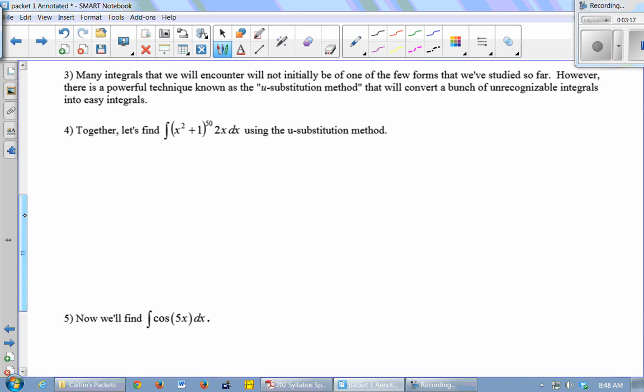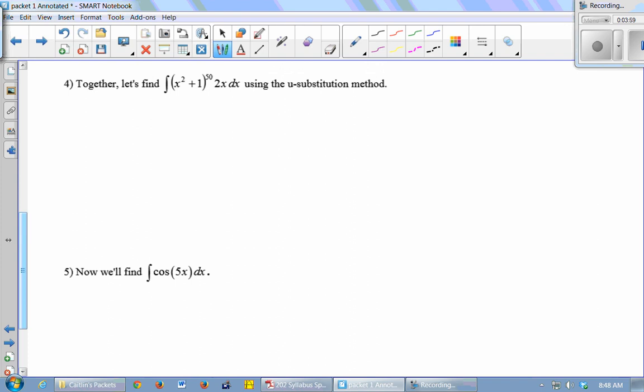All right, so many integrals that we will encounter will not initially be one of the few forms that we've studied so far. Right now, all we can really do is look at our table of functions that we know the derivative of, and if we happen to know the derivative, we can go backwards. But we have a powerful technique known as the u-substitution method that can convert a bunch of unrecognizable integrals into easy integrals. It's the age-old mathematician's approach: try to turn it into something easy.